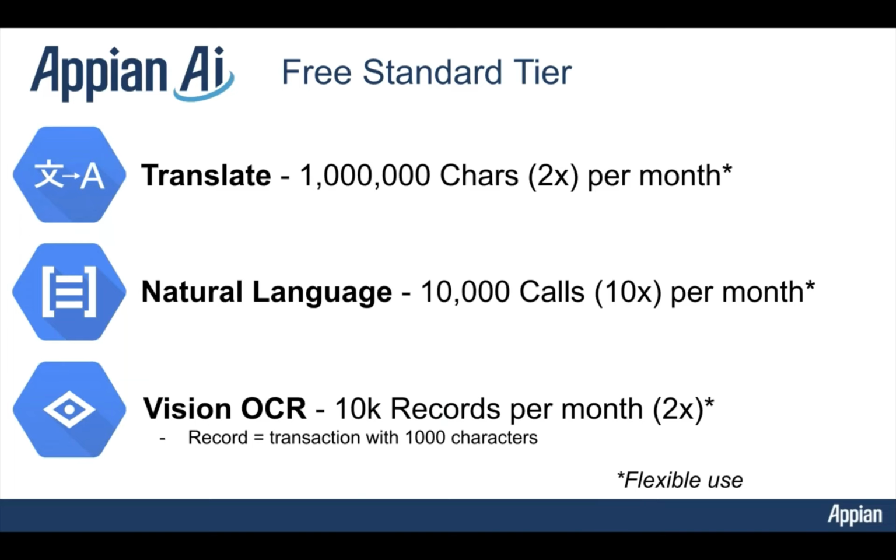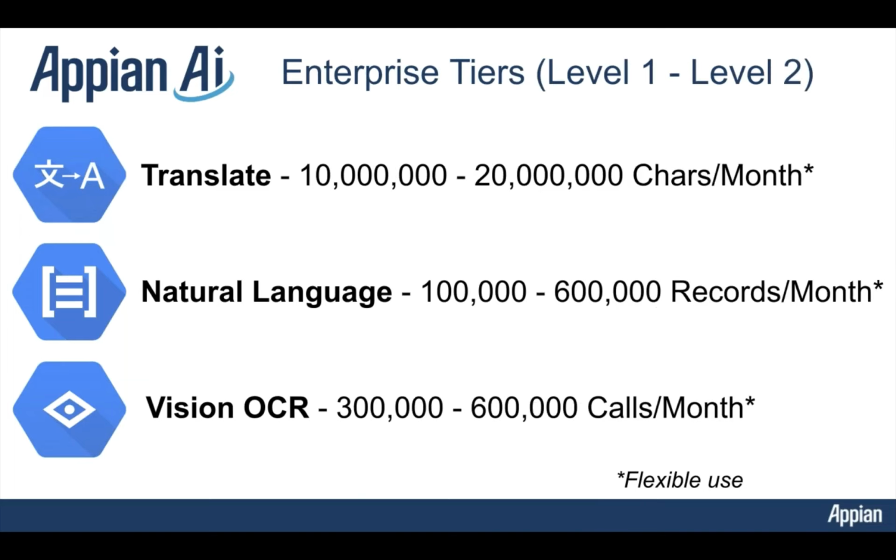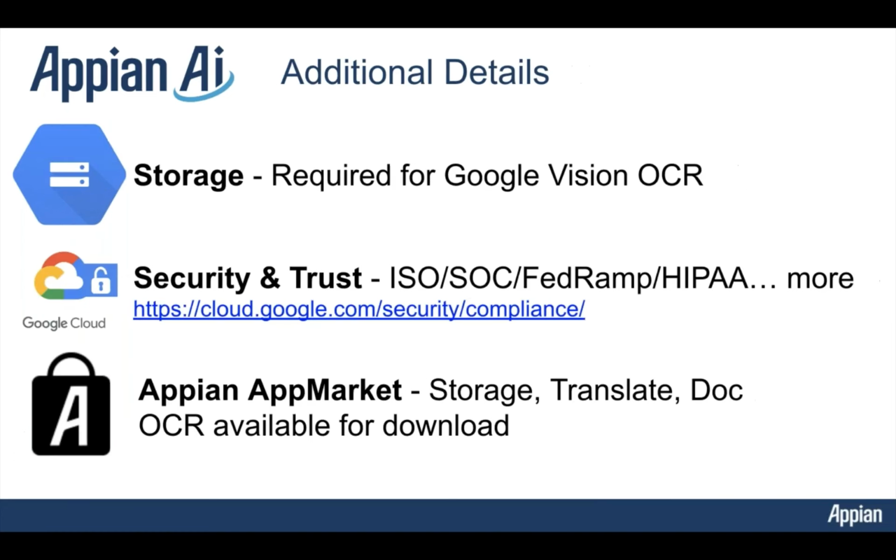Now, if you need to go beyond these standard tiers, we're also introducing enterprise tiers, both at level 1 and level 2. Google Translate provides 10 million characters per month or 20 million characters per month on level 1 or level 2. Natural language processing gives 100,000 to 600,000 records per month for level 1, level 2. And then, of course, Vision OCR provides 300,000 and 600,000 calls per month. Again, records per month on the Vision OCR as well.